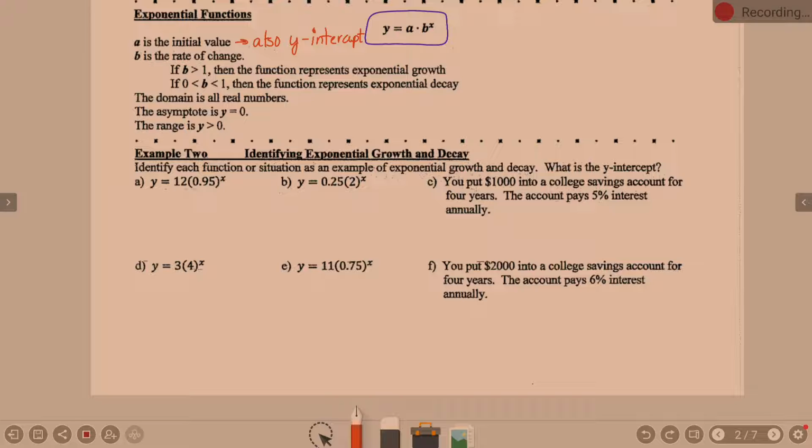It's over 100%. If B is less than 1, or notice it says B is between 0 and 1, it's going to represent decay because that's under 100%. And so it is decaying. So you've got growth here, and you've got decay.